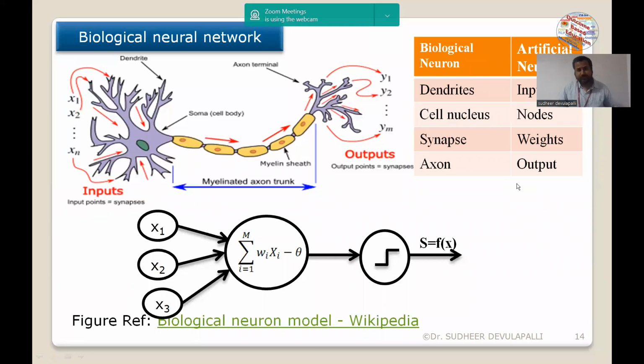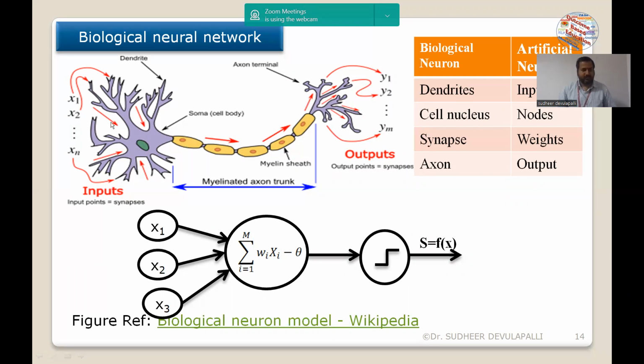Good morning, everyone. In this video, we are going to see the biological neural network and artificial neural network structure and their terminologies. Coming to the biological neural network, here we have the inputs and the outputs, and in between, we have the axon trunk. This will carry the information from the inputs to the output side.